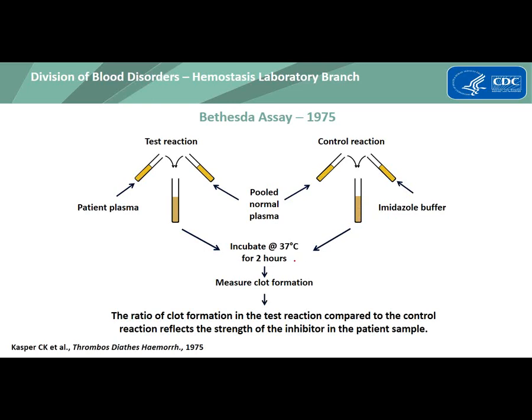This mixture is treated in the same way as the test reaction, and then the ratio of clot formation in the test reaction compared to the control reaction reflects the strength of the inhibitor in the patient sample. So the idea is that if the patient sample has an inhibitor in it, this inhibitor will then slow down or prevent clot formation in this test reaction, and it'll have a smaller clot compared to this control reaction. That's essentially what the question is.